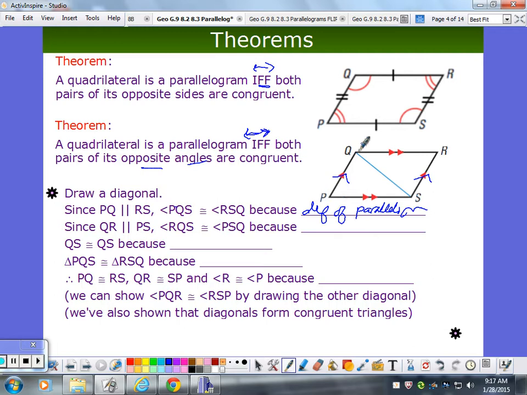Now, why are these angles congruent? PQS to RSQ. Why are these congruent? And why are these congruent? Because they're alternate interior angles of parallel lines. Okay. Why is QS congruent to QS? How come? Good. Right, we use the reflexive property of congruence. And so these two triangles are congruent. How come?